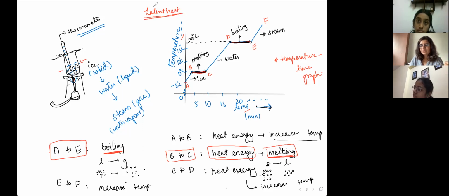Okay. So Dhriti, I'll tell you what to note down, when to note down. Okay. So we have latent, yeah. So latent heat is basically the heat energy that is absorbed during a process.